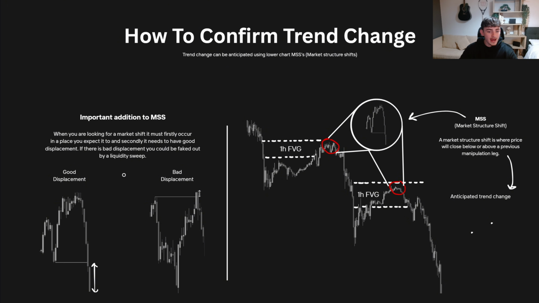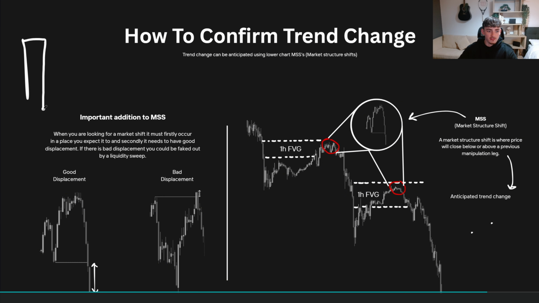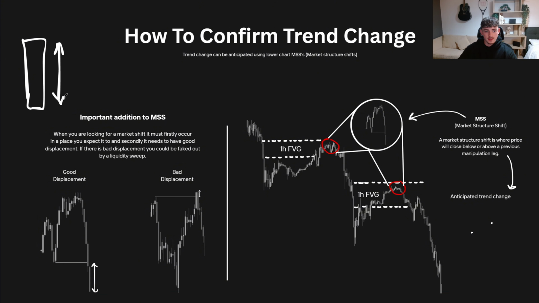If there is bad displacement, you could be faked out by a liquidity sweep. Good displacement means long candle with nice body, right? Big candle, good displacement. Small candle, bad displacement, okay? So bad, good, right? Displacement is literally just the length of a candle basically showing how strong it was, okay?